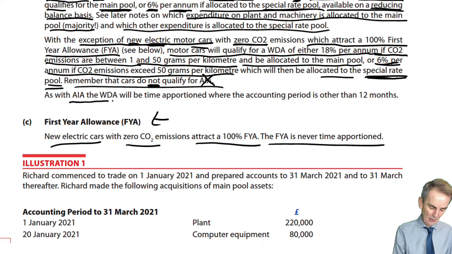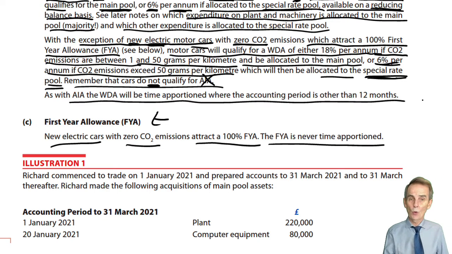As with AIA, as we've said, the WDA will be time apportioned where the accounting period is other than 12 months. Now that most likely is going to be in your opening accounting period. Obviously, a business could change its accounting date at any point and thus create either a short or a long period. But the situation in which you're most likely to find this is in an opening period.